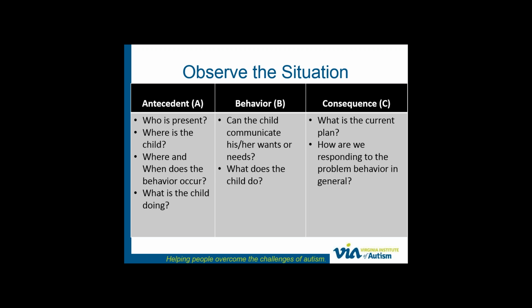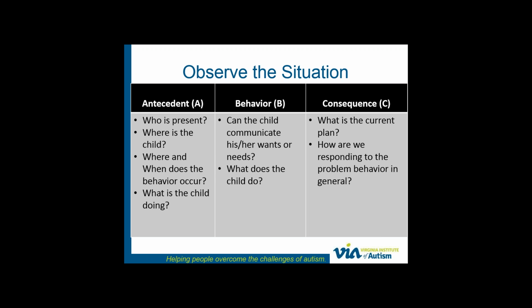In terms of the behavior, you want to know, can the child communicate? Is the child able to communicate their needs? And this is very important for children diagnosed on the autism spectrum, because problems with language may frustrate them, and their inability to communicate may be why you are seeing some of those problem behaviors. And then obviously for the behavior, you want to describe what exactly the child is doing. And finally, it's really good to know what the current plan is, how people are responding to the behavior.